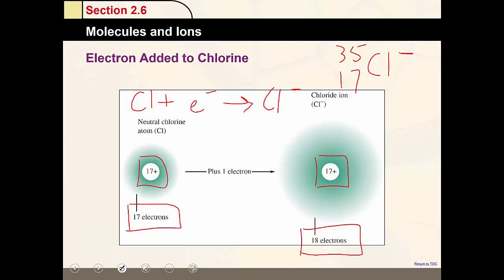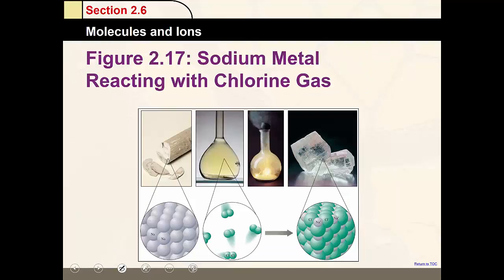Okay, then finally, we can see this violent reaction. Sodium, which can be cut simply with a knife, except you have to be very careful with it since it is extremely reactive with water. You put that into a flask of chlorine gas, and the reaction, if you can see here, is quite exothermic. It releases a lot of energy, and then the result, we get table salt, which are sodium and chloride ions packed closely together.